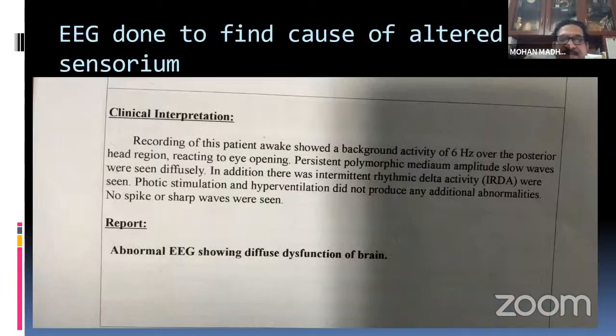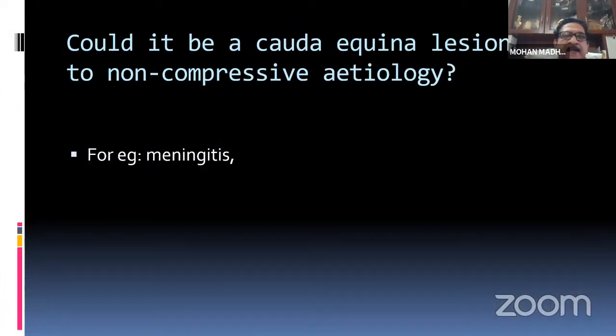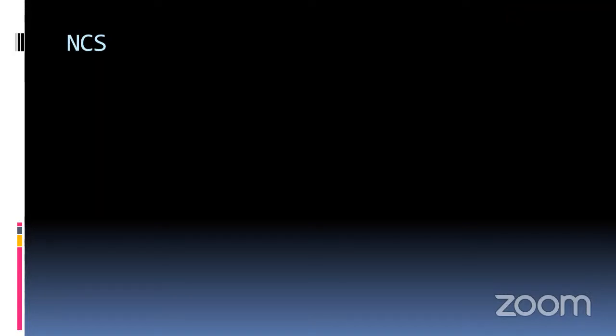Now the EEG was taken, which showed, I'm showing the EEG, mild diffuse theta slowing, no other abnormality. Now the question came, then could it be a cauda equina lesion due to a compressive or non-compressive etiology? It can be a non-compressive etiology, something like a meningitis affecting the cauda equina. So what else do you need? NCS and? Nerve conduction. And, see, probably a lumbar puncture.